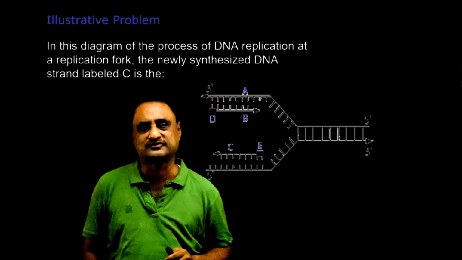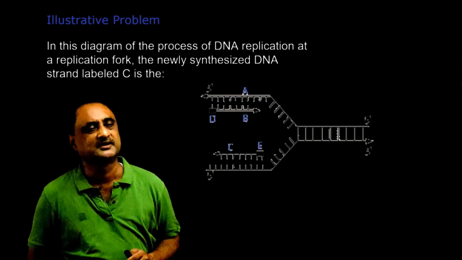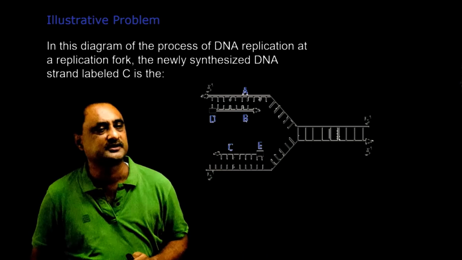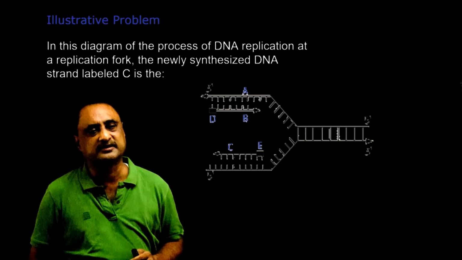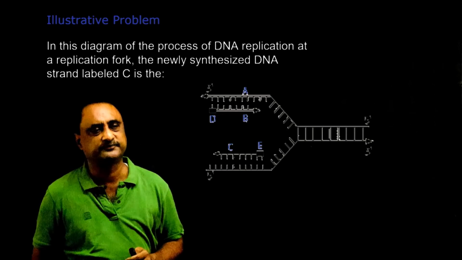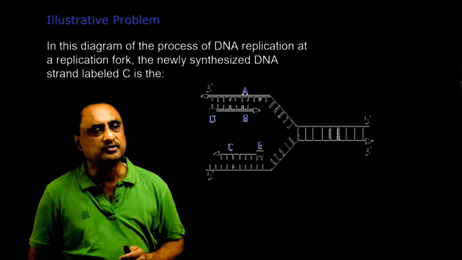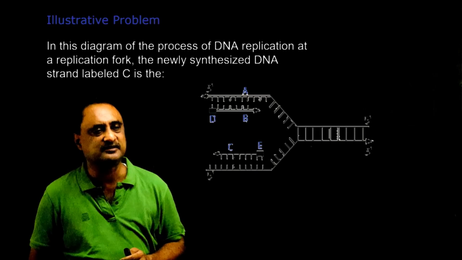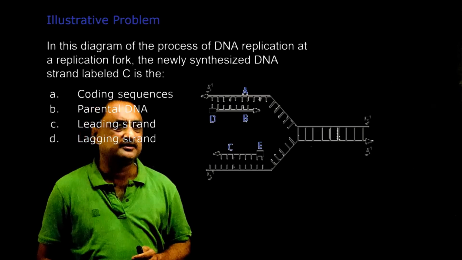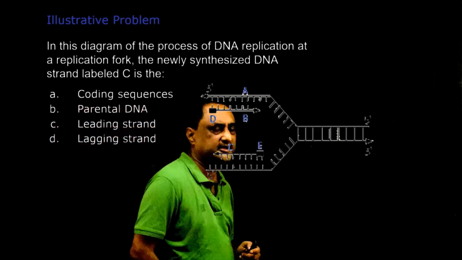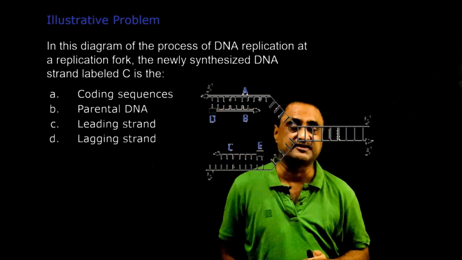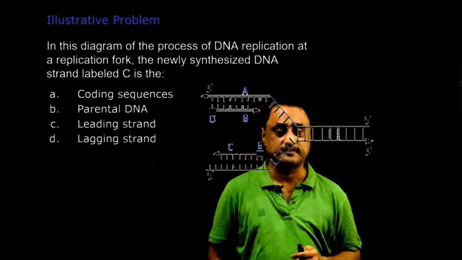Have a look at this question. This question is saying that in the diagram, the process of DNA replication at a replication fork, the newly synthesized DNA strand labeled C. So what is C? Is it a coding sequence? Is it a parallel DNA? Is it a leading strand? Is it a lagging strand? Now how can we identify it?